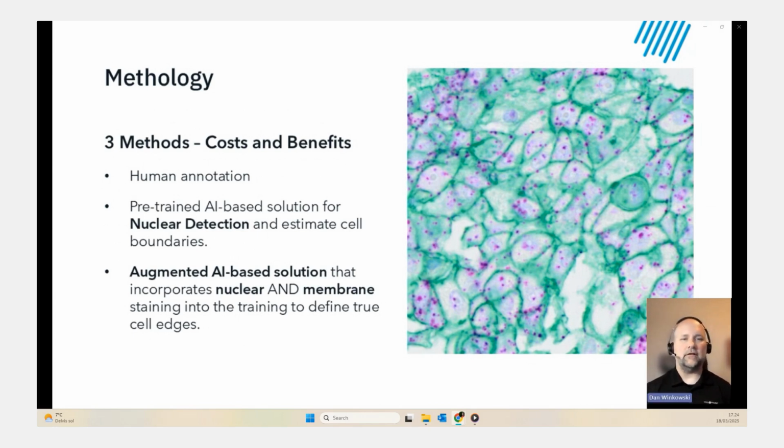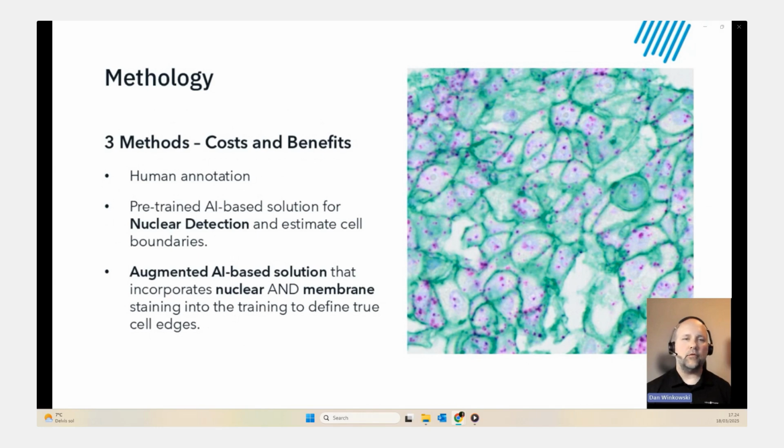The second method that we applied was our pre-trained AI nuclear detection algorithm. Now, this is a much more automated approach where our pre-trained AI is used to identify nuclear staining and cell boundaries are estimated. In this case, the AI model finds the nucleus, expands outward a specified distance, and produces a rough approximation of the cell shape. This method is faster and more consistent than manual annotation, but also is not without its drawbacks. And I'll touch on those later.